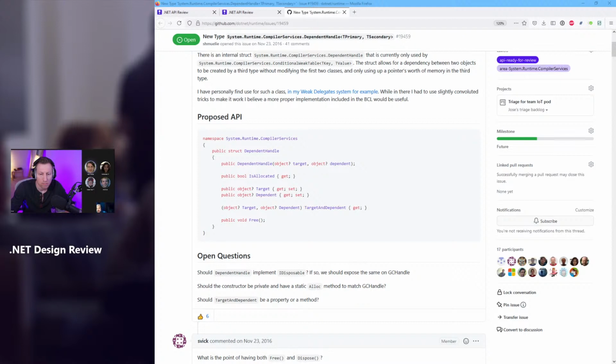Okay, but again, we don't have a rule for it, but I guess we do. It's slower than accessing a field. That the target and dependent should be a method and not a property, because it feels very weird as a property. But mostly that's an artistic feeling.